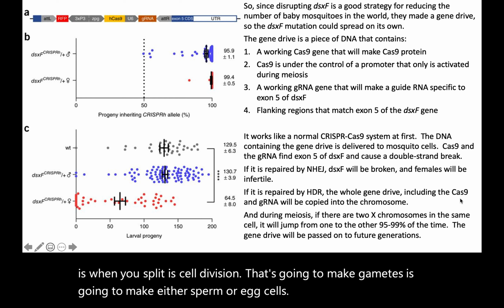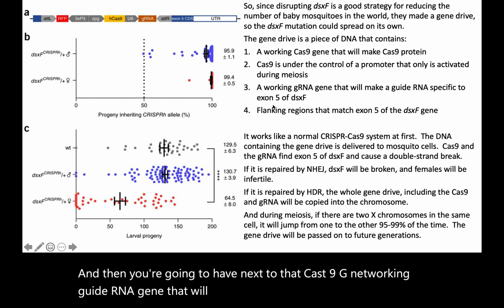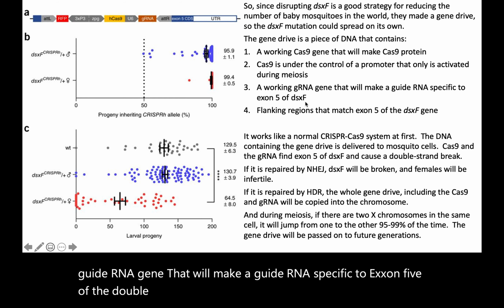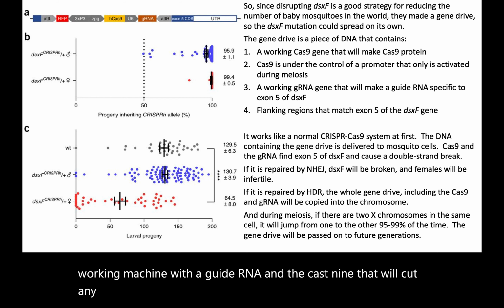And then next to that Cas9 gene, you're going to have a working guide RNA gene that will make a guide RNA specific to exon 5 of the doublesex female gene. And so this is going to make a working machine with a guide RNA and a Cas9 that will cut any unmodified exon 5 of the doublesex gene that they run into.